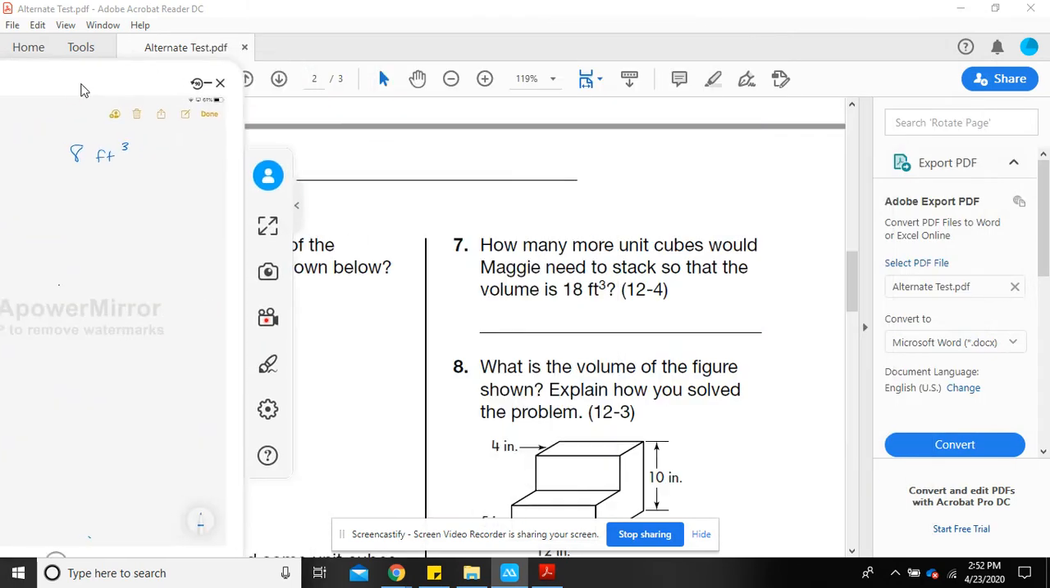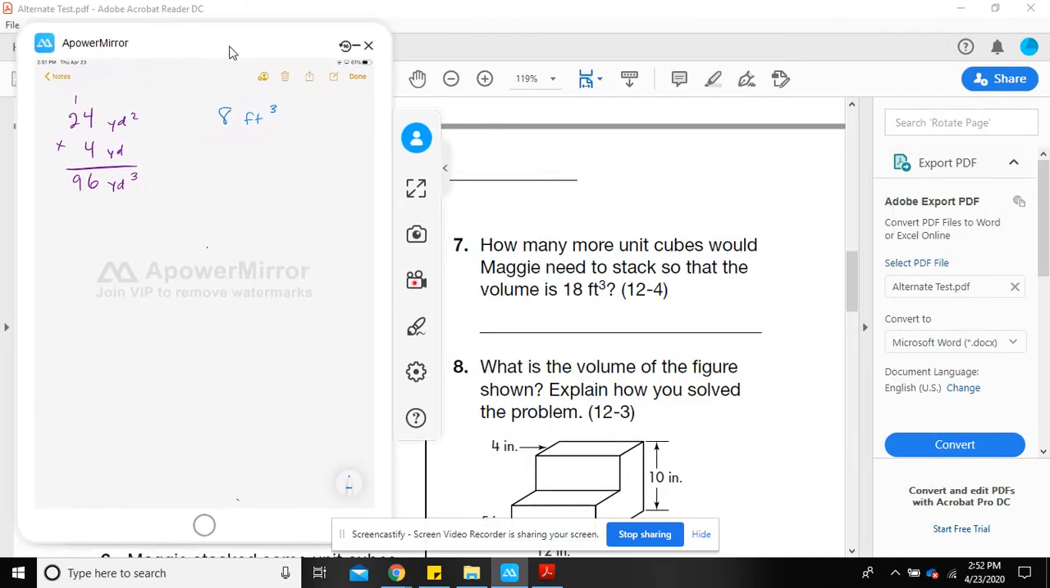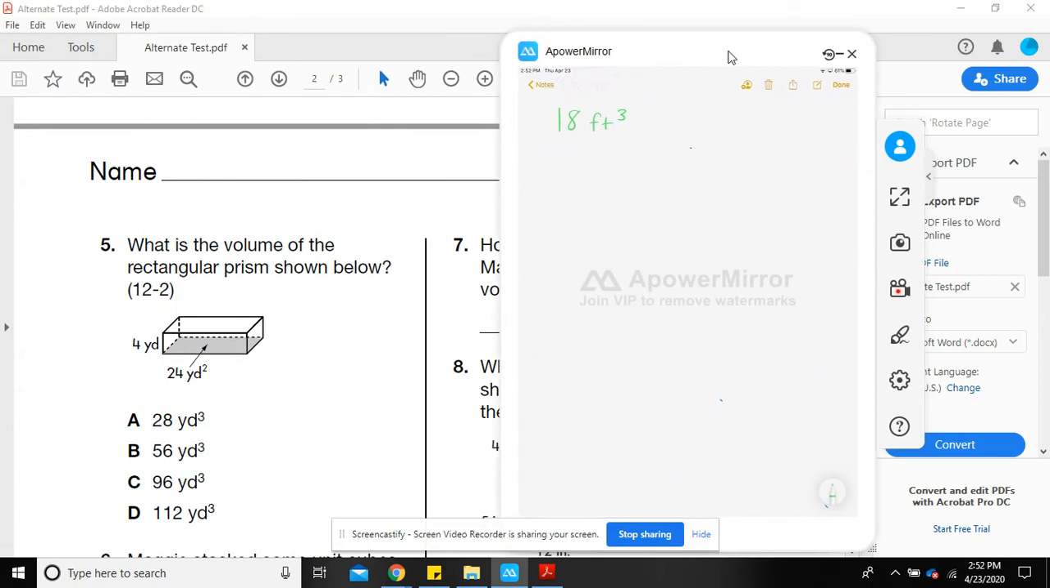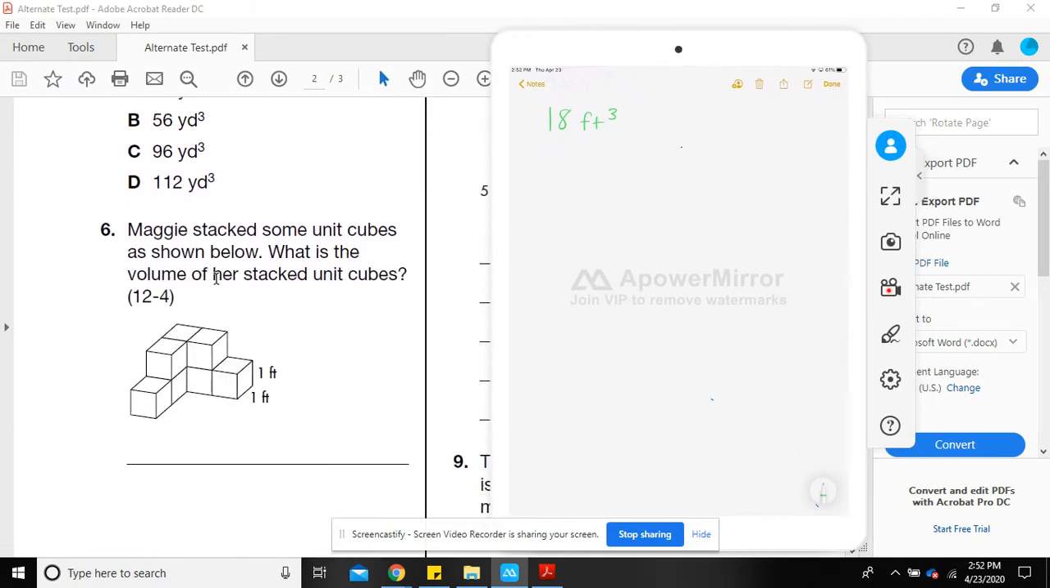How many more unit cubes would Maggie need to stack so that the volume is 18? We're looking back at the other one. Okay, so let me write some things down here because I need to scroll. So she wants it to equal 18 feet cubed. Okay, so let's keep that in mind. She wants 18 feet cubed. Now we decided that she has 8 feet cubed, right? Right here, we decided she has 8 feet cubed.